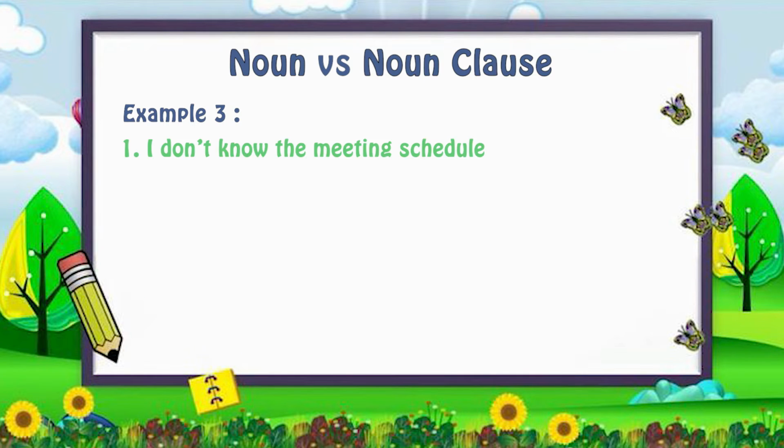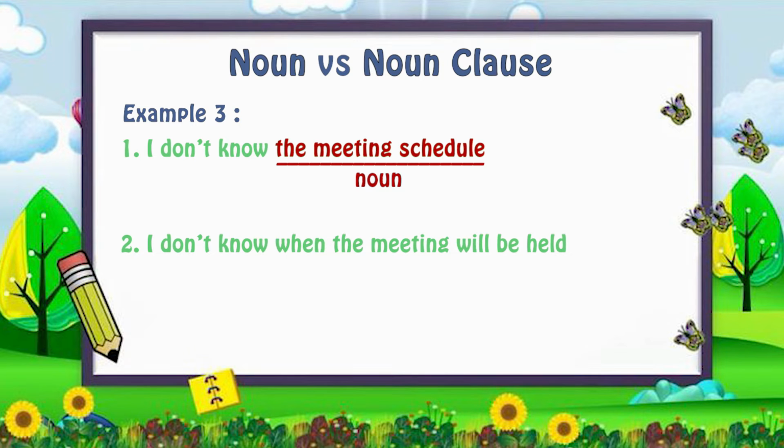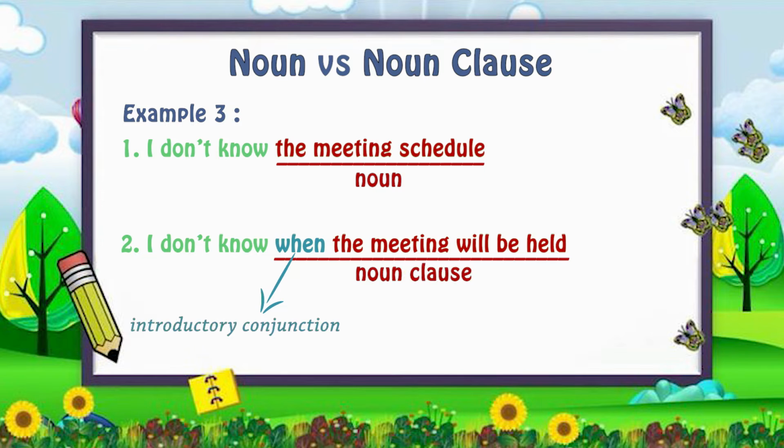Now let's see the third example. I don't know the meeting schedule. Pay attention to the words the meeting schedule. That is the noun or noun phrase. If I would like to change the noun into a noun clause, the sentence becomes, I don't know when the meeting will be held. So when the meeting will be held is called a noun clause. It starts with the introductory conjunction when.